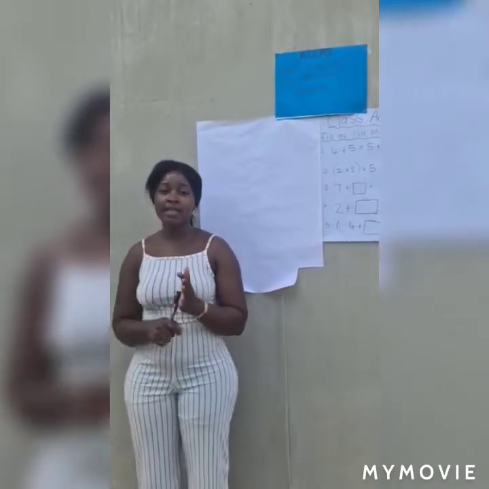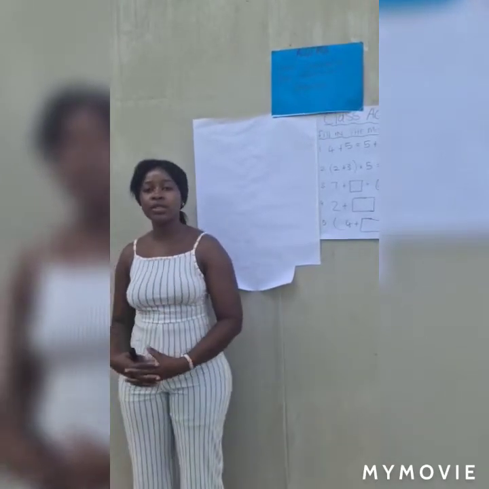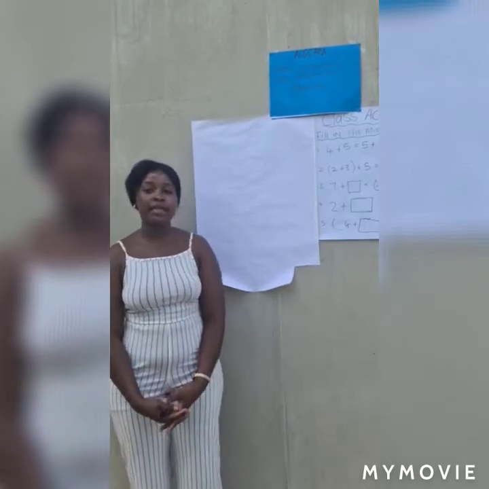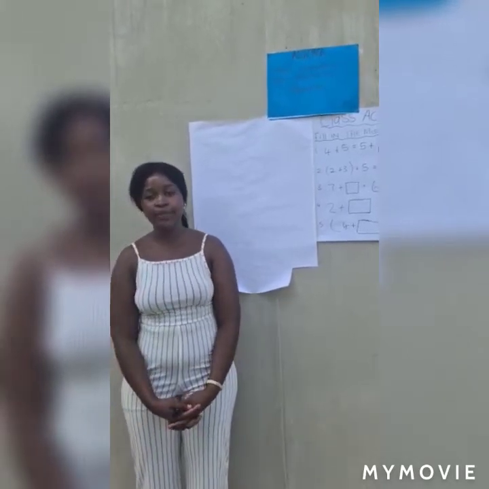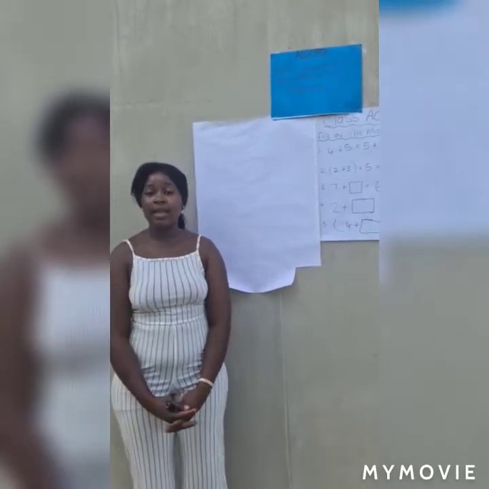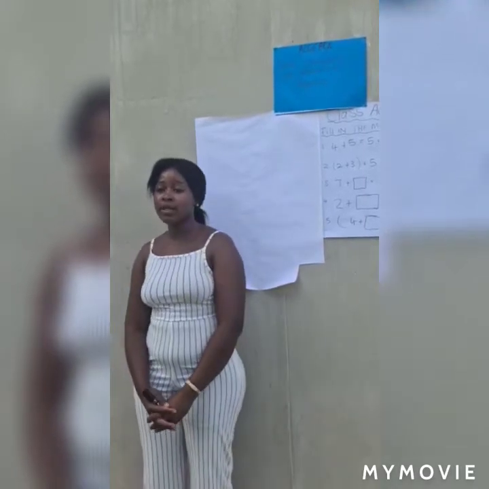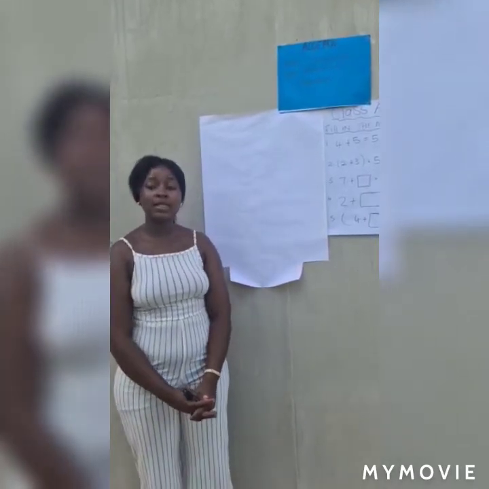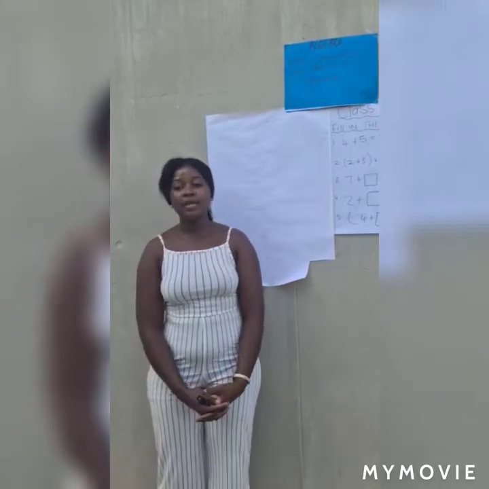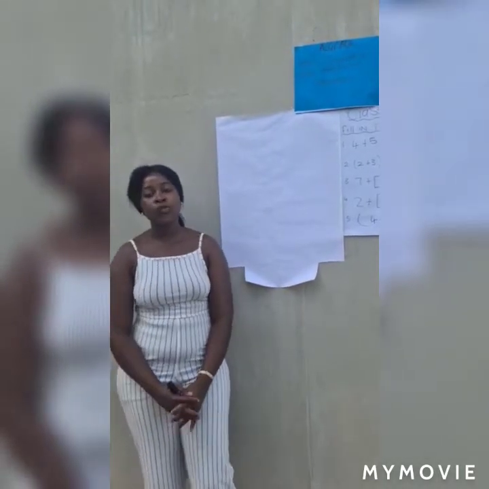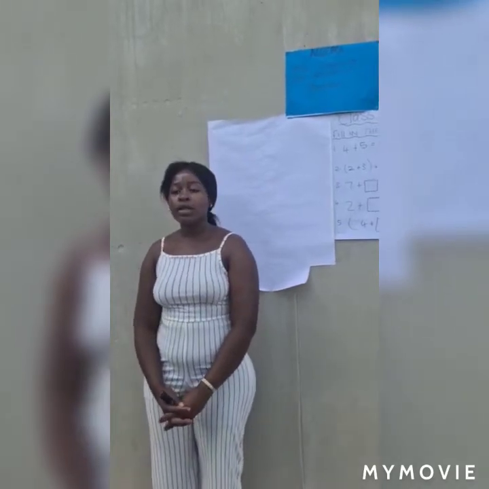Everyone, today's lesson is about algebraic expressions using commutative and associative properties. At the end of this lesson, learners must be able to add and subtract numerals of up to 6 digits, and they must be able to recognize place values and solve problems using associative and commutative properties.